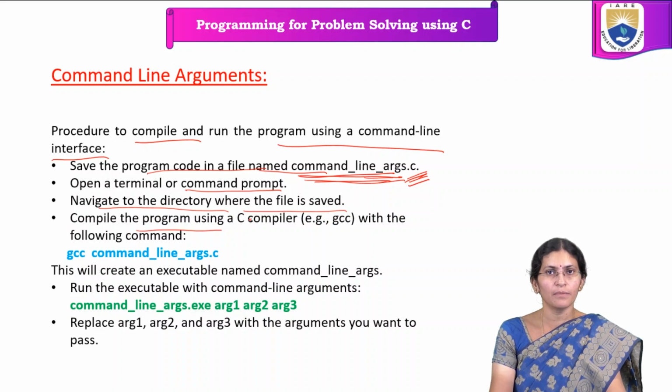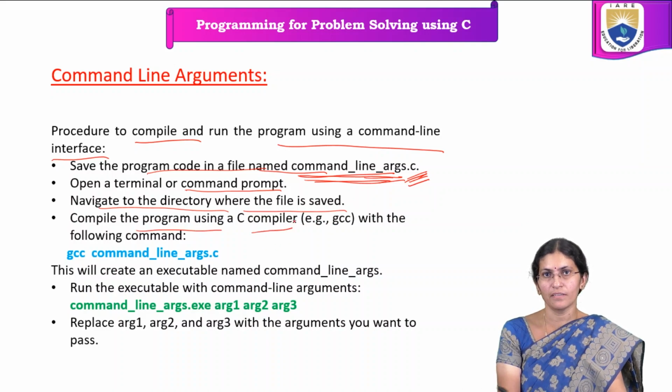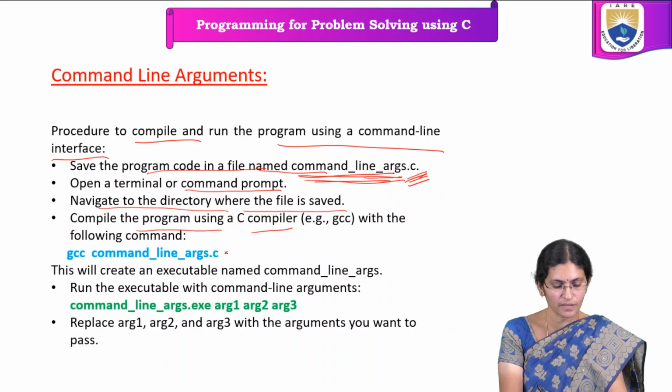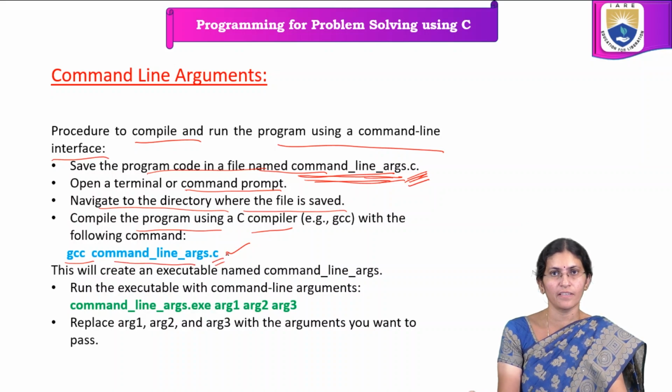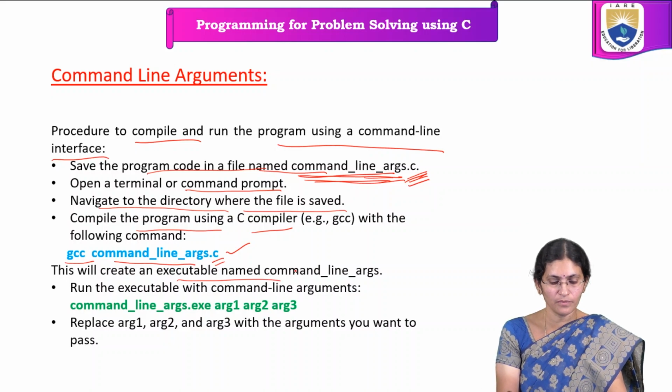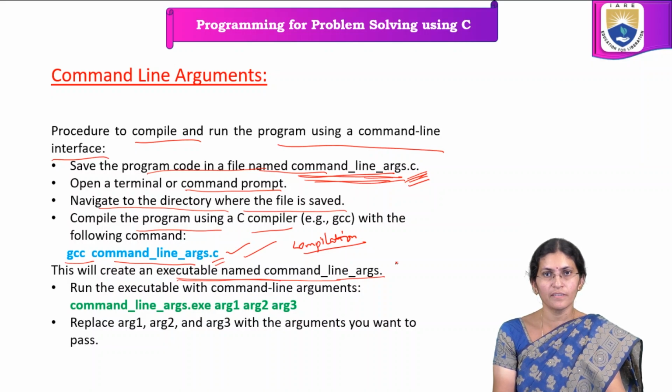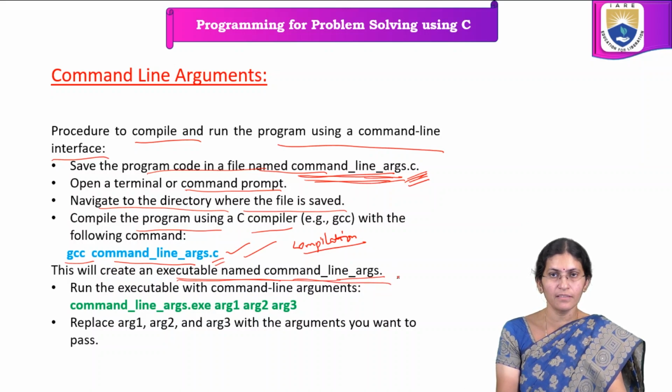Then compile the program using the C compiler. This is the syntax to compile the C program: gcc and then the name of the program with the .c extension. This is the compilation step. After compilation and linking, an .exe file will be generated. This will create an executable file named command line args.